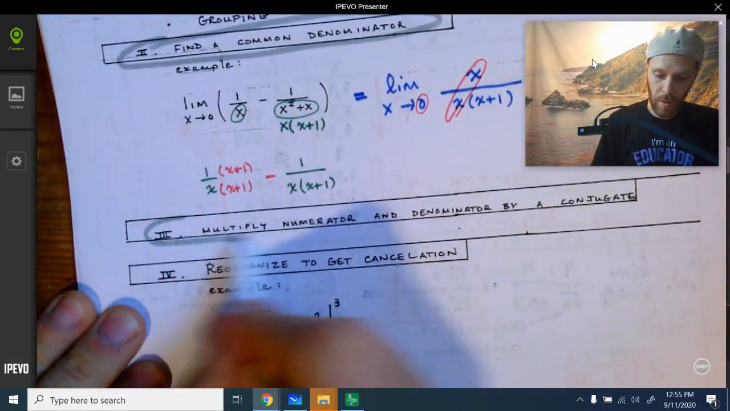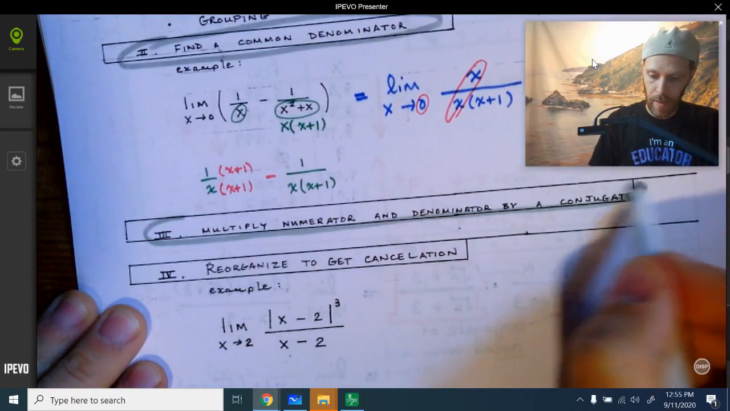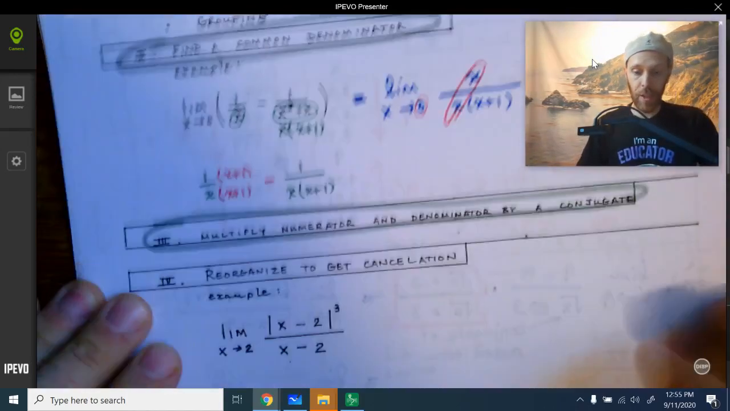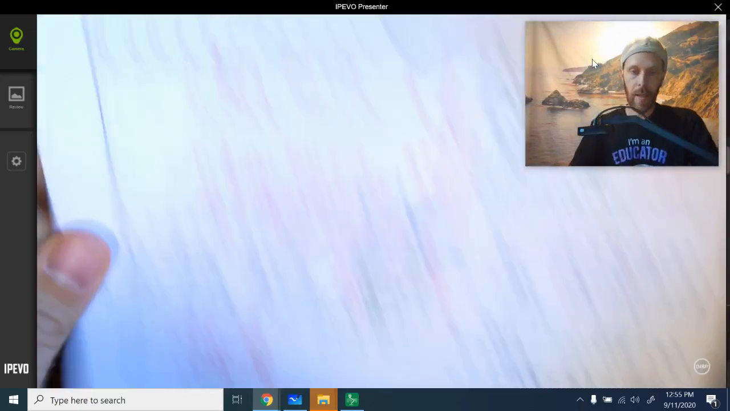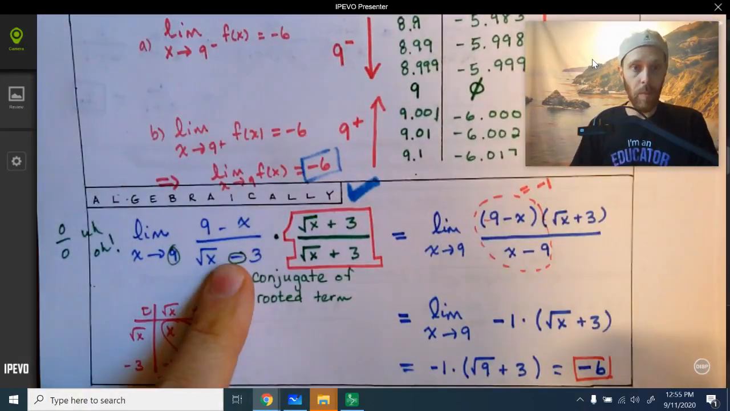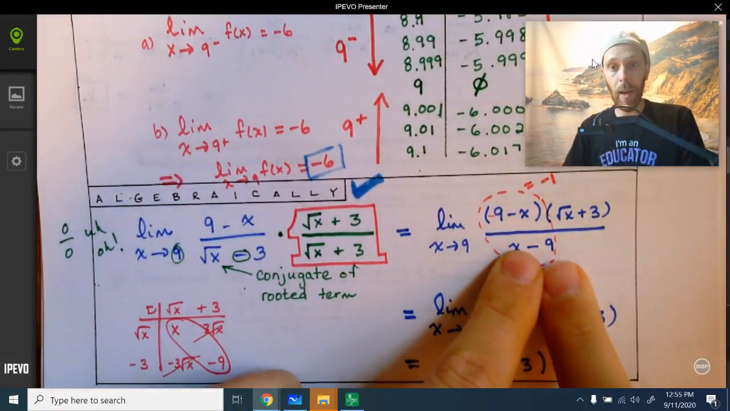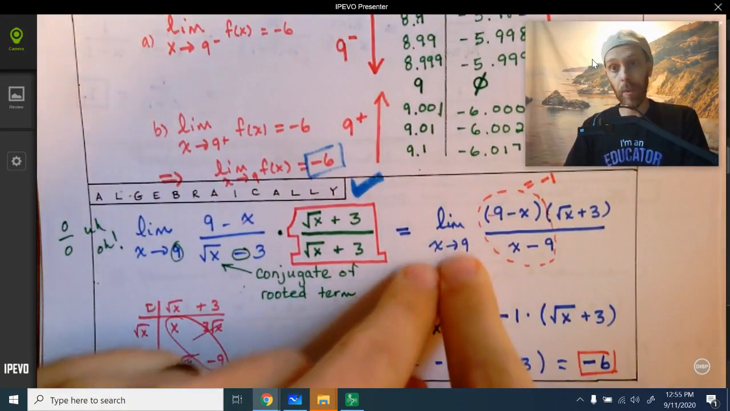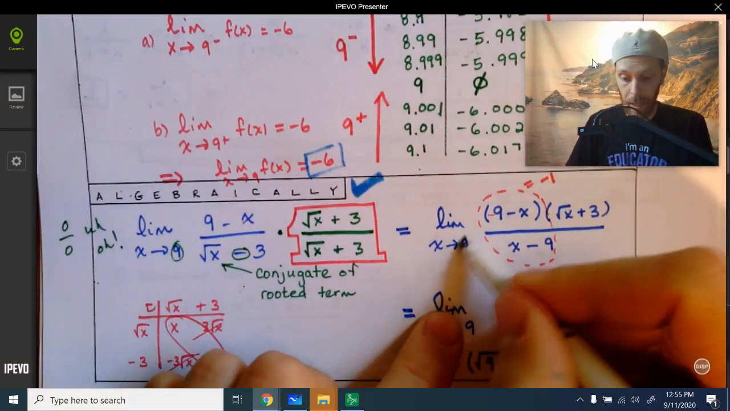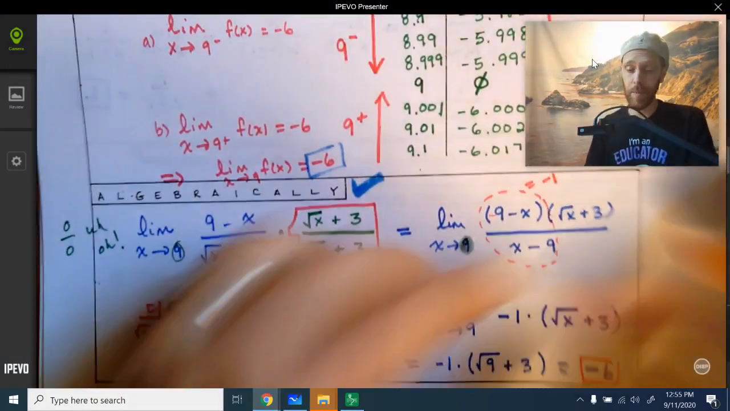Moving along. Third thing you can do is you can multiply the numerator and the denominator by a conjugate. Notice that that's the same thing that we did back here. Notice that when we did it, we ended up with factors that have a root of 9. Okay, so you're always thinking of something that's going to have that as a root.